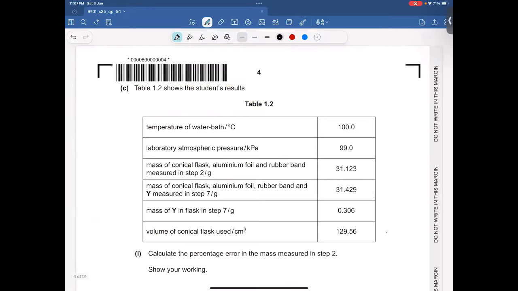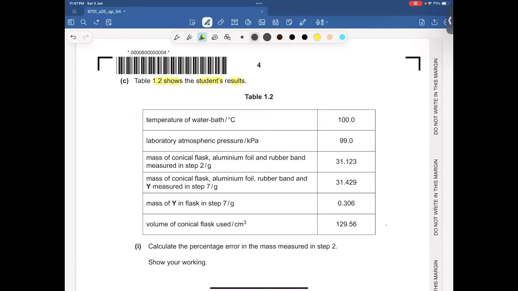Next, table 1.2 shows the student results. The temperature of the water bath is 100 degrees Celsius, and that's the boiling point of water, guys. Remember that. Laboratory atmospheric pressure is 99 kilopascal. Mass of conical flask, aluminum foil, and rubber band measured in step 2. Mass of conical flask, aluminum foil, rubber band, and Y measured in step 7. Mass of Y in flask in step 7, and volume of conical flask used 129.56.